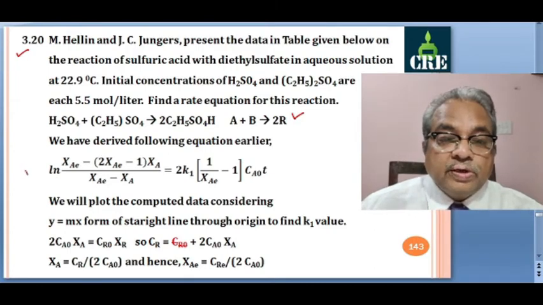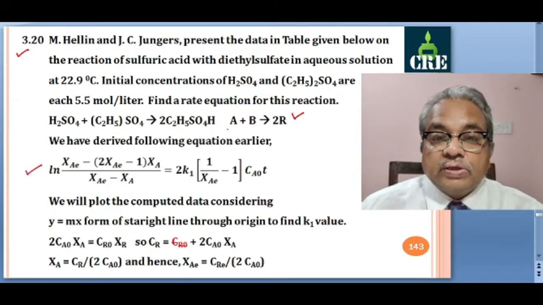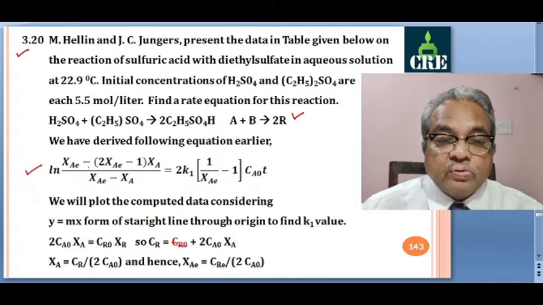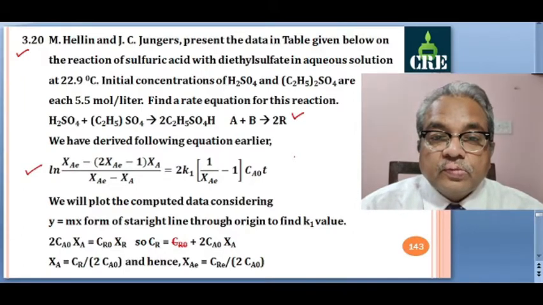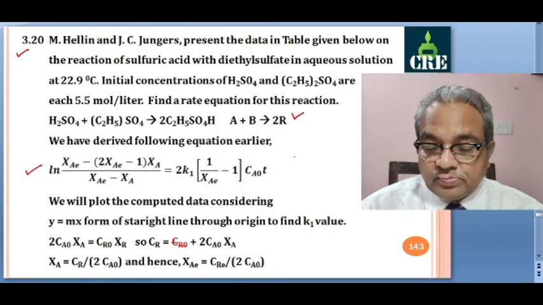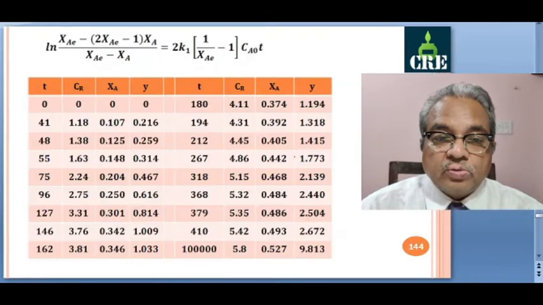So we know the integrated form of the rate equation for this second order reversible reaction: minus ln of (1 minus XA/XAE) plus ln of XAE minus (2XAE minus 1) into XA divided by (XAE minus XA) is equal to 2K1 into (1/XAE minus 1) multiplied by Ca0 into t. So we are considering here the reaction A plus B giving you 2R. We have seen 4 different possible cases of second order bimolecular type reversible reactions.